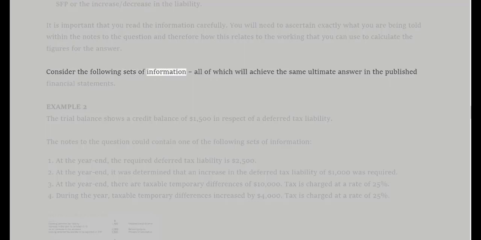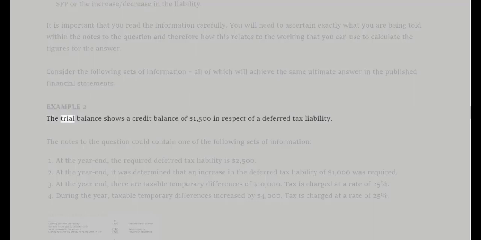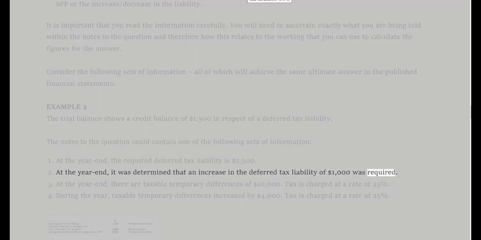Consider the following sets of information, all of which will achieve the same ultimate answer in the published financial statements. Example 2. The trial balance shows a credit balance of $1,500 in respect of a deferred tax liability. The notes to the question could contain one of the following sets of information. At the year end, the required deferred tax liability is $2,500. At the year end, it was determined that an increase in the deferred tax liability of $1,000 was required.